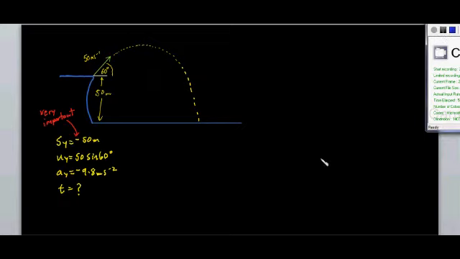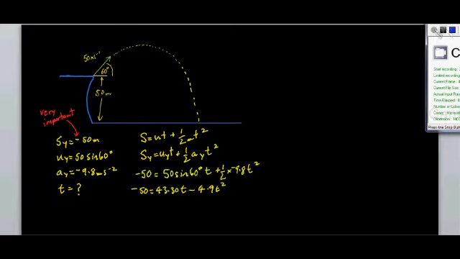The next thing we need to do is to substitute that into a formula. The formula we're going to use is S is equal to ut plus half at squared. Now apply that to the vertical direction. We get Sy is equal to uyt plus half ayt squared. The next step is to substitute the values here into this equation.